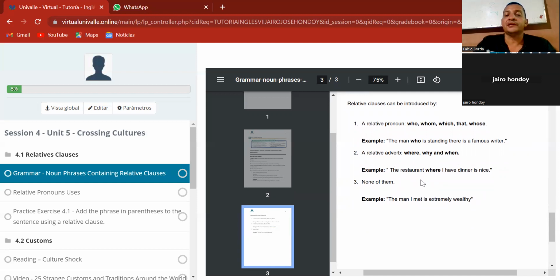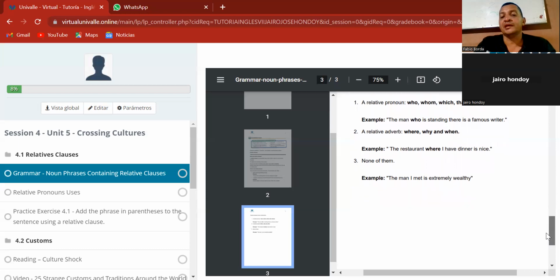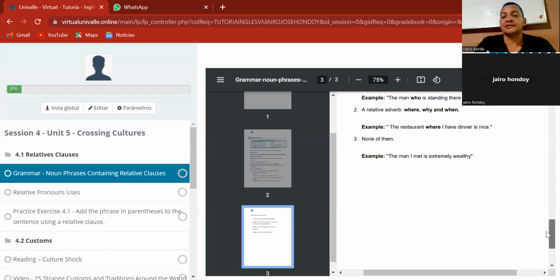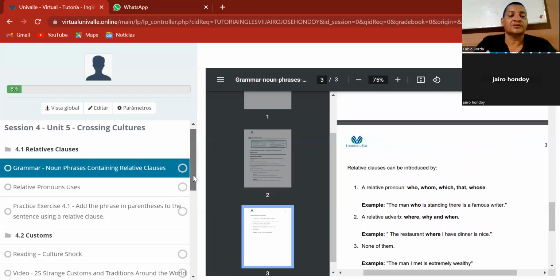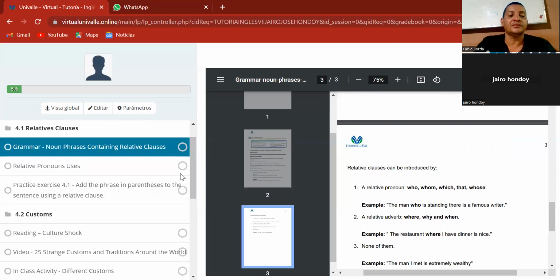Relative adverbs: where, why, and when. Example: the restaurant where I have dinner is nice. None of them. This is another grammar structure. We have here an example: the man I met is extremely wealthy. El hombre que conocí es extremadamente rico. Okay, let's continue.